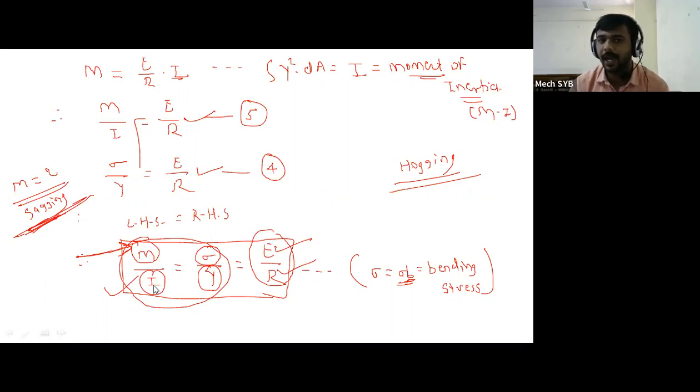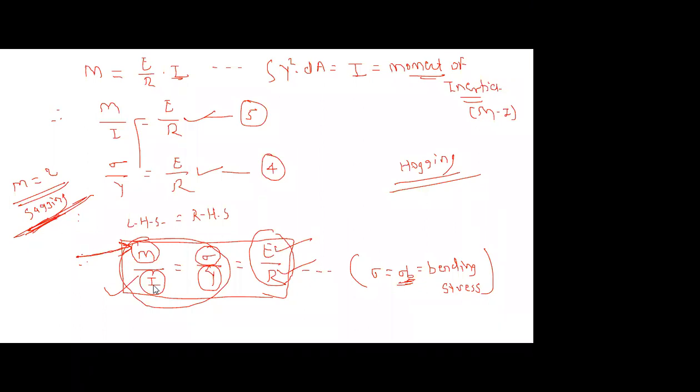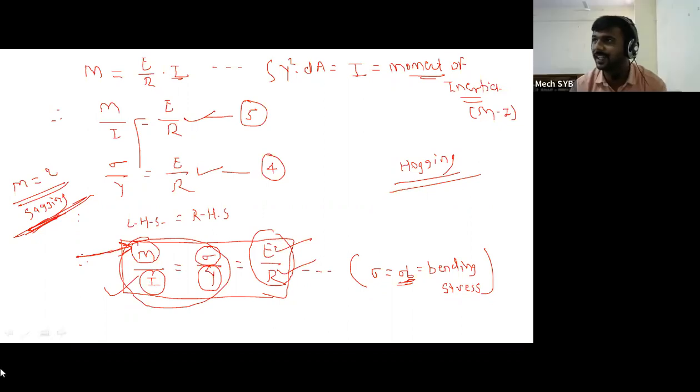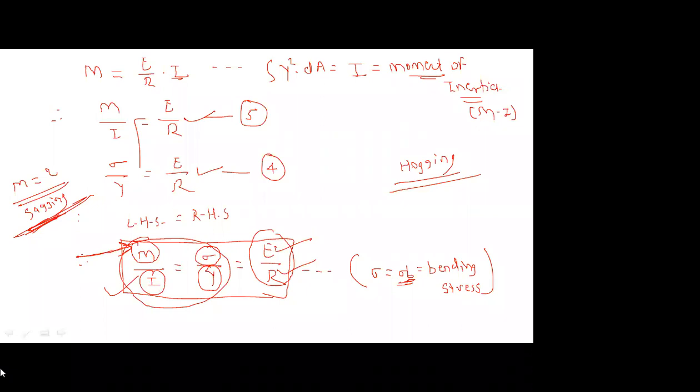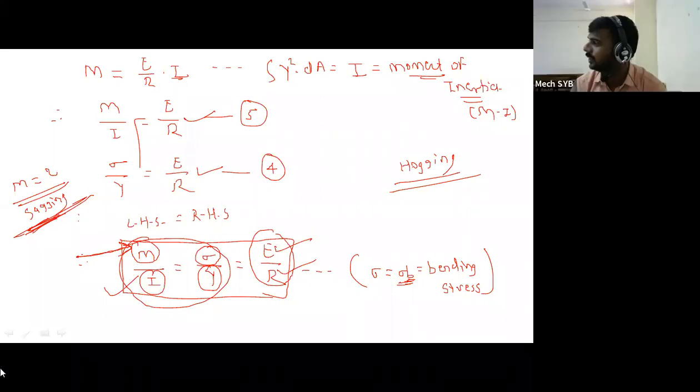Getting it? Moment of inertia: Newton per mm square? No, moment of inertia is not a stress value. It is mm raised to 4. Write down, mm raised to 4. Sigma is Newton per mm square.